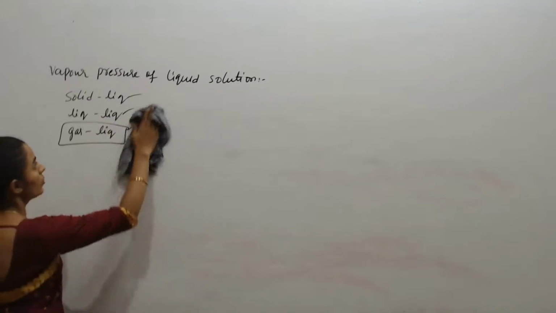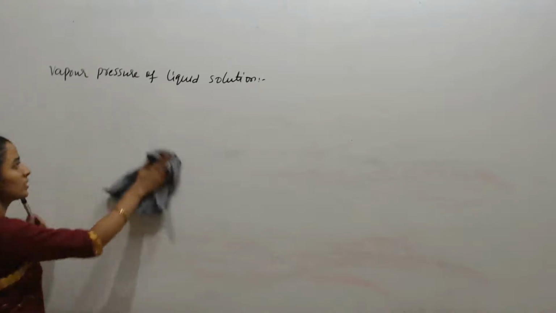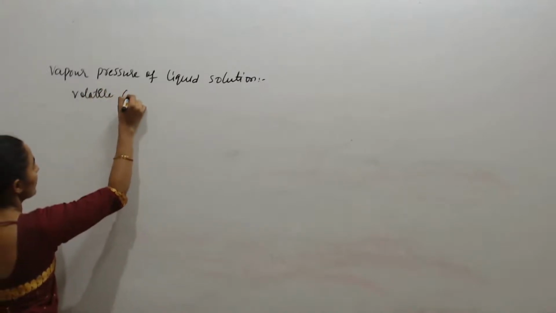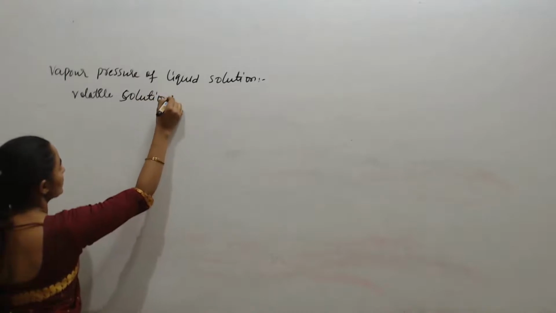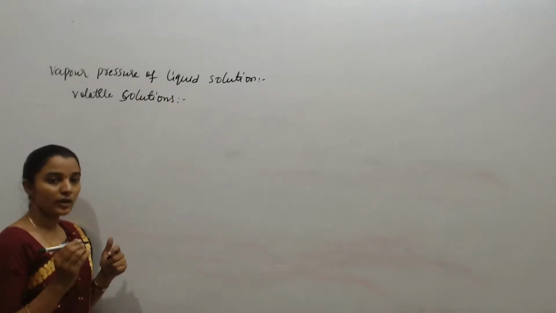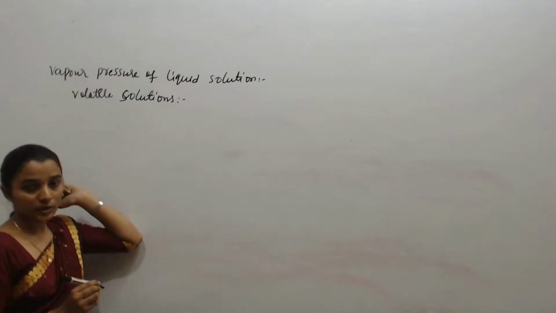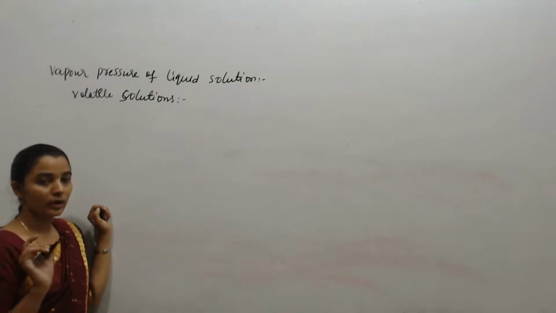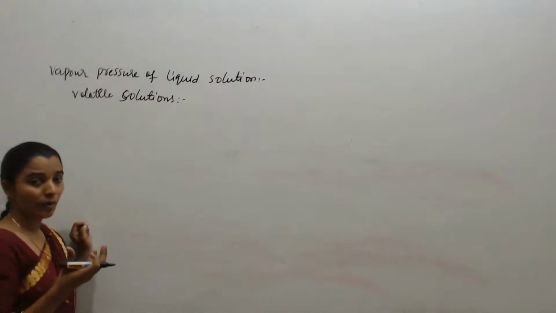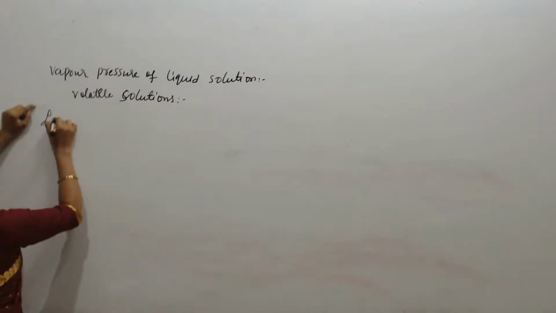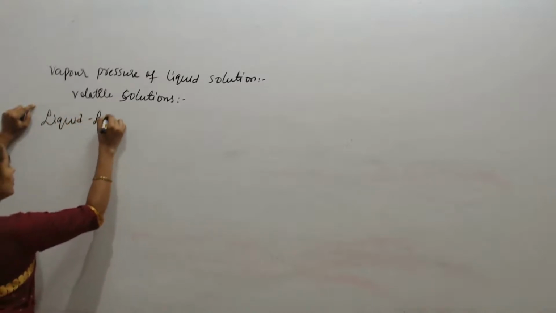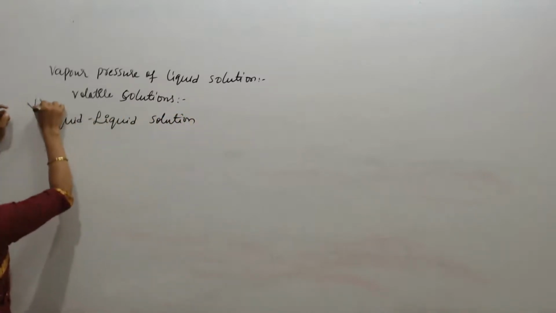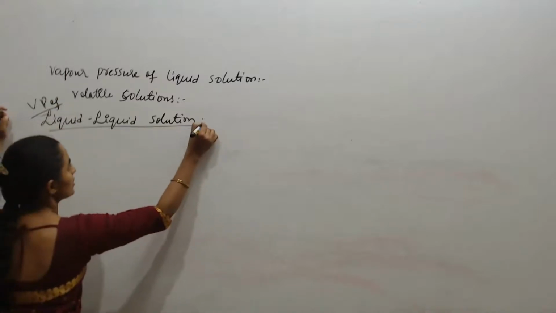So in this, students, we are going to study volatile solutions. We are studying only volatile compounds or volatile solutions. It means the solution may consist of a solvent or solute that must be a volatile substance. Whether the solute is volatile or not, the liquid must be volatile. Volatile means it easily evaporates. So here we will study the vapor pressure of liquid solution.